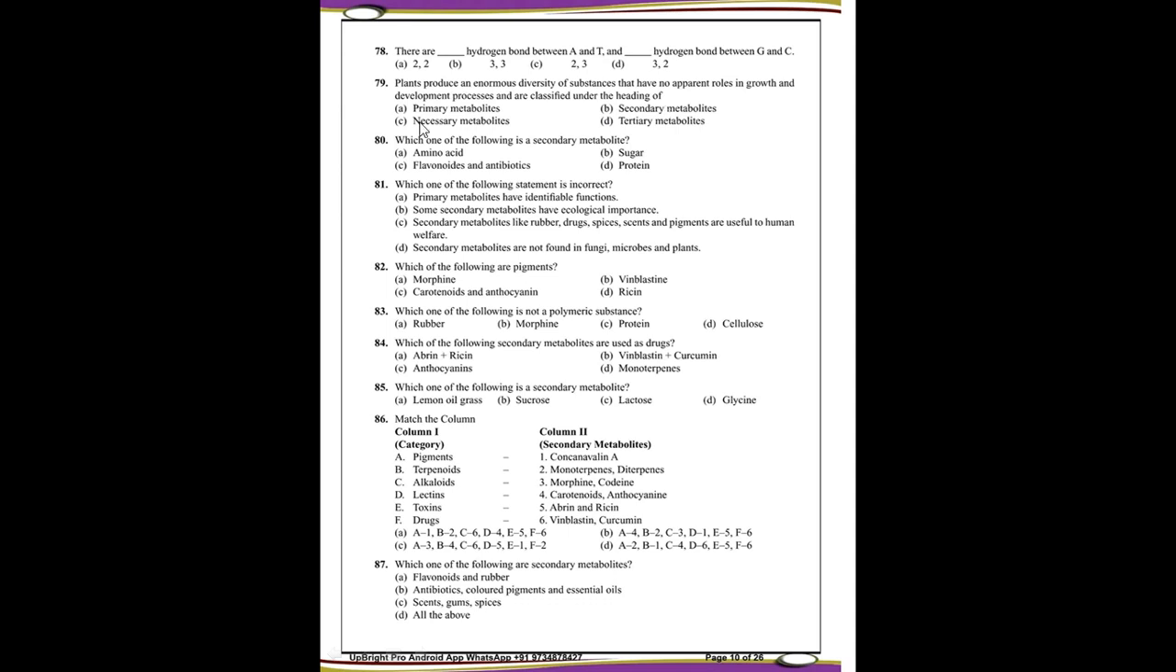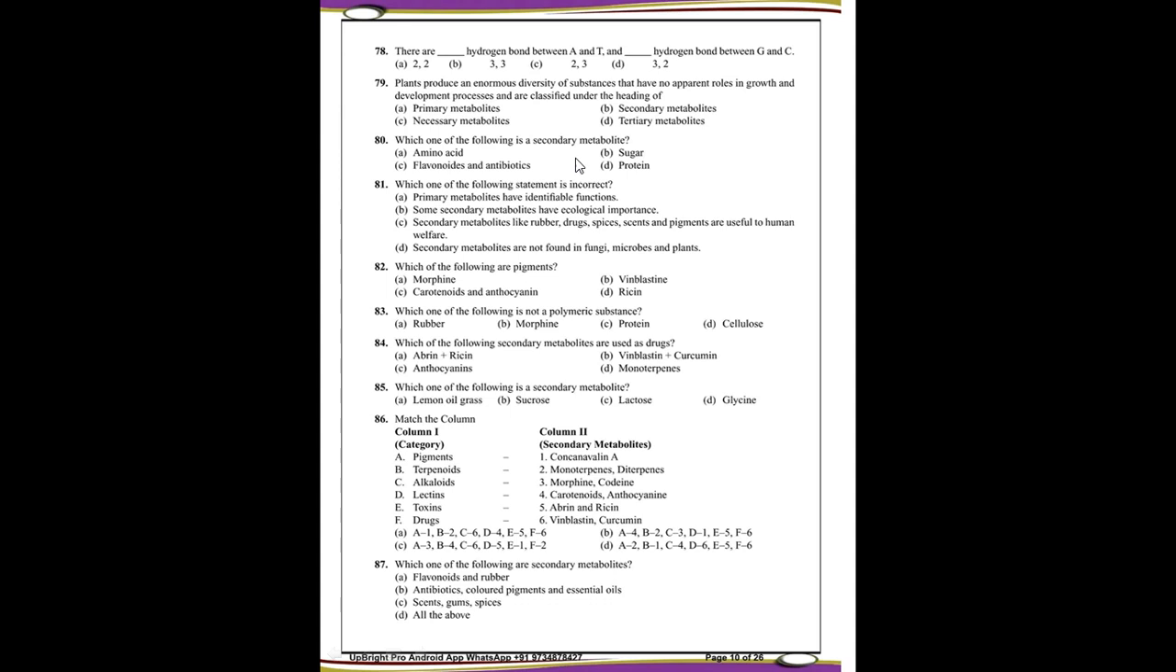Secondary metabolites have no absolute function in plant growth, but they are important to them. 80. Which one of the following is a secondary metabolite? So amino acids, sugar. Okay, the answer is C. C is a secondary metabolite because they have no apparent role in plant growth, but they are relevant, like antibiotics, which are relevant in driving away pathogens. Amino acids, sugars, and proteins have a role to play in plant growth.